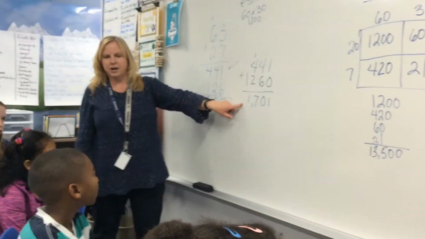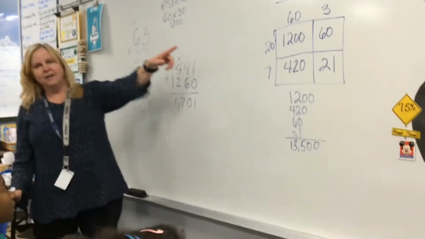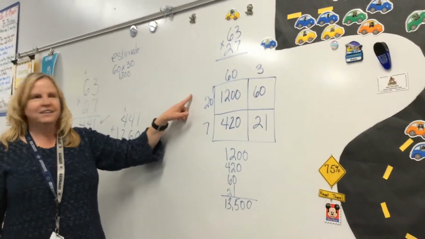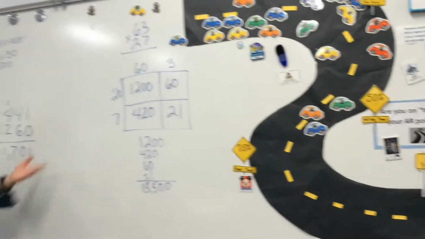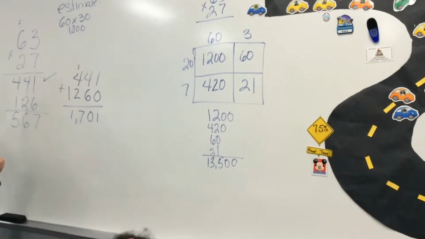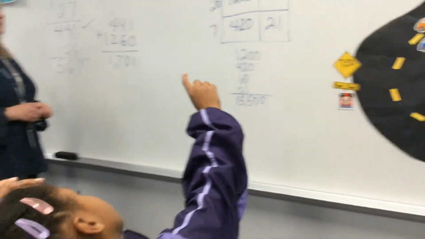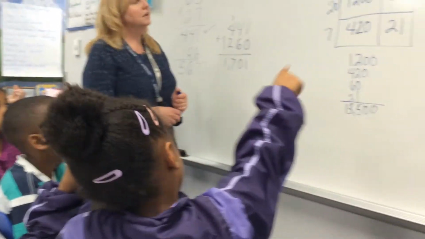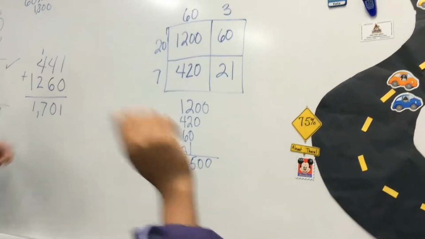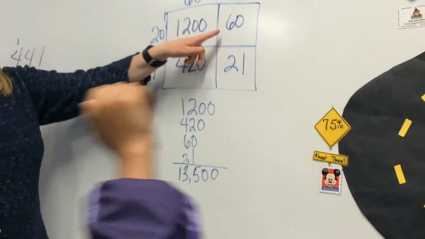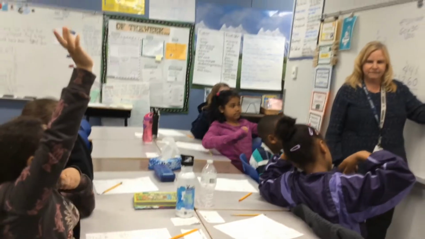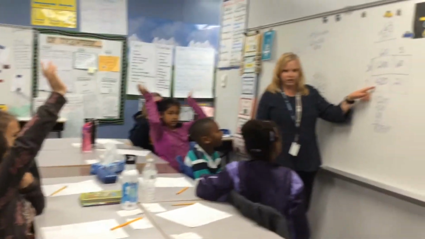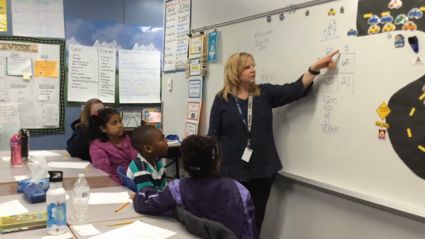So do we think we have the right answer here? Yes. And look at that. I used a different strategy. It's the same problem, 63 times 27. What's wrong about it? Do we know? How I do it is I do 60 times 20, which is 1,200, and then 20 times 3, which is 60, and then 60 times 7, which is 420. And 7 times 3, which is 21.